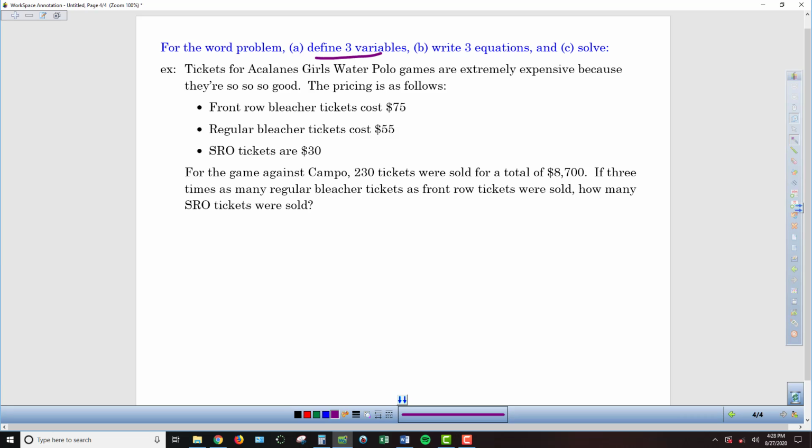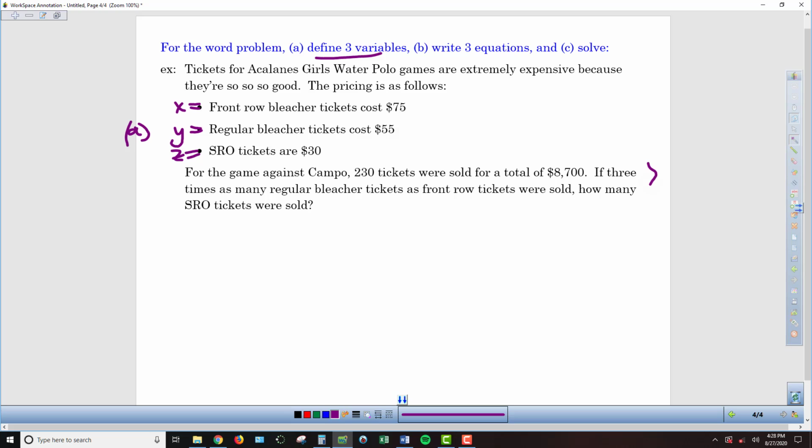We did this with our two variable system, so we want to establish what our variables are going to represent. For part A, I'm going to say that X is going to be the number of front row bleacher tickets that are sold. Y is going to represent the number of regular bleacher seats, and Z is going to be the number of standing room only tickets. We're not talking about the price here, we're just talking about the number of tickets, so how many of each of those were sold. Those are going to be our three variables.